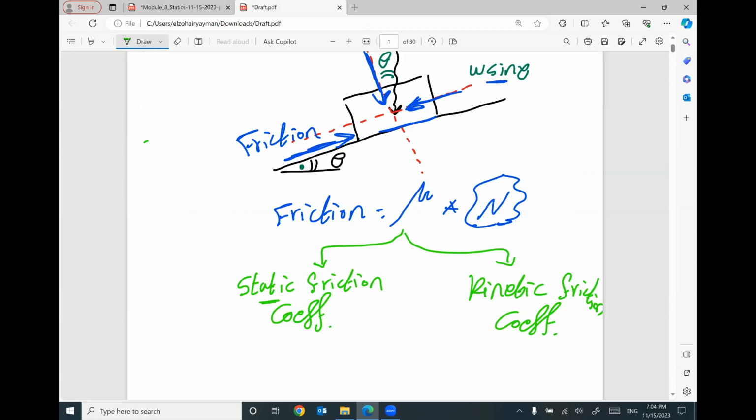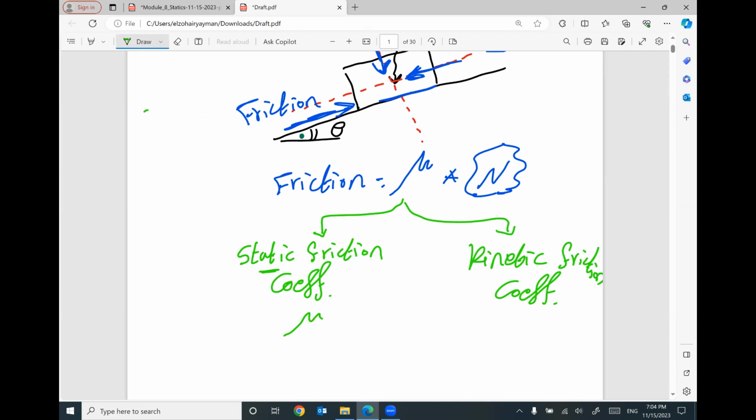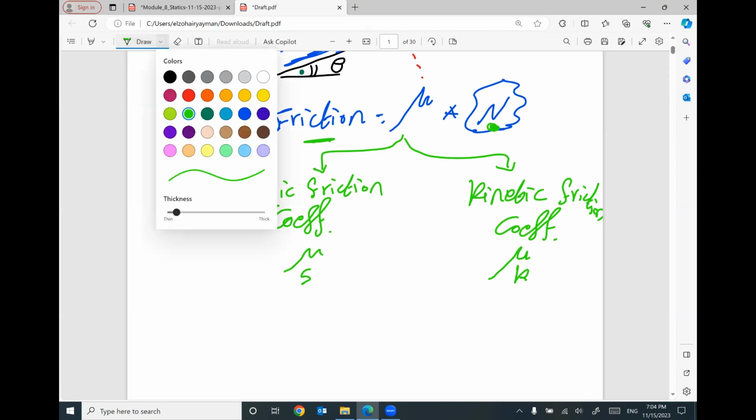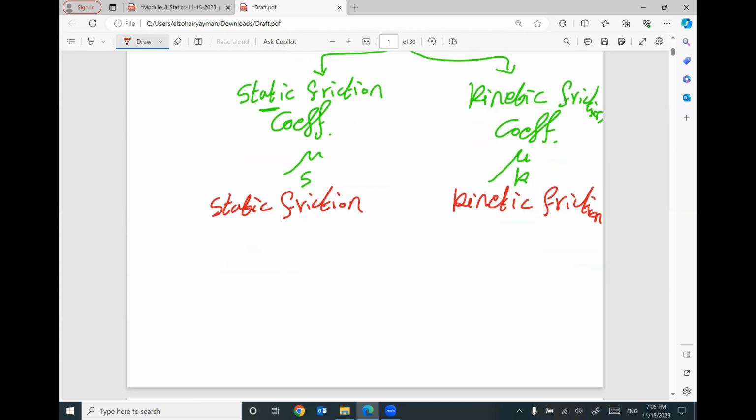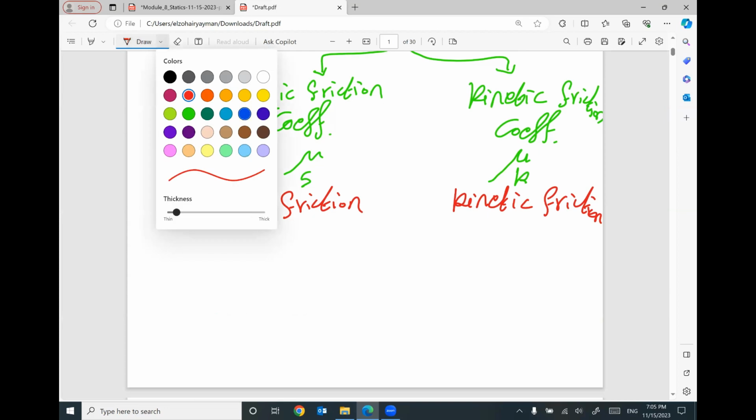What is the main difference? This one is called mu s, and this one is called mu k. Both of them can be multiplied with the capital N to figure out the friction. But keep in mind, if you are using the static friction coefficient, this force will be called the static friction. If you are using the kinetic friction coefficient, this force will be called kinetic friction. What is the difference between this case and this case? The difference is very simple and very easy to understand.